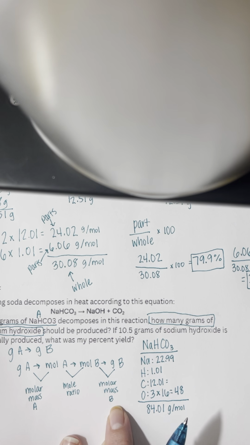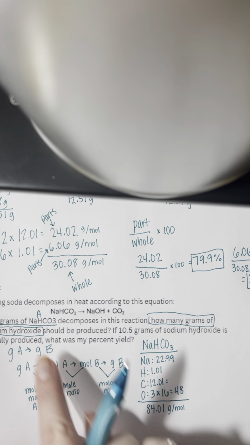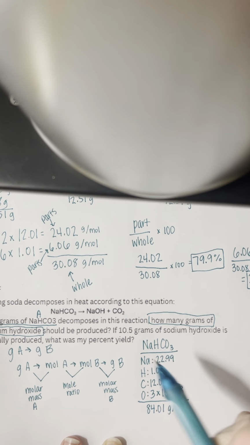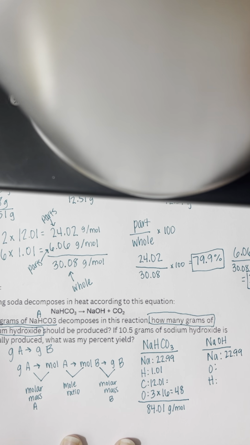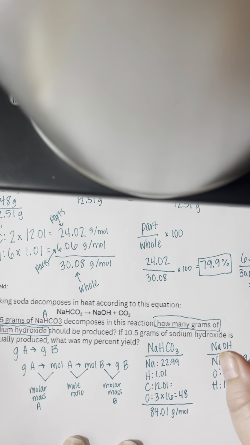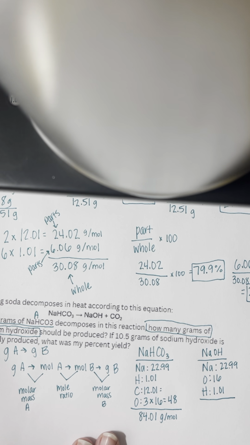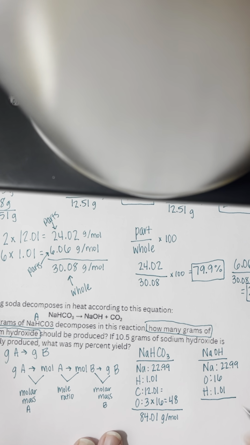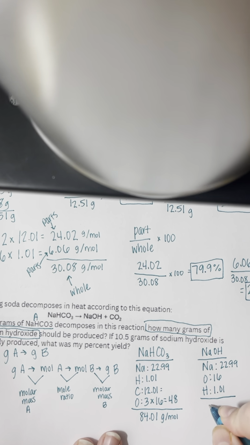Now we need our molar mass for substance B, which is sodium hydroxide, NaOH. We'll do that here. Luckily, we have only one of each element, and we already have a lot of these values. Sodium is 22.99, oxygen is 16, and hydrogen is 1.01. We add all of that together: 22.99 plus 16 plus 1.01, and this is equal to 40 even grams per mole.